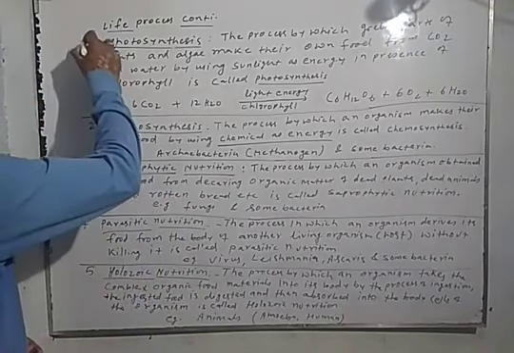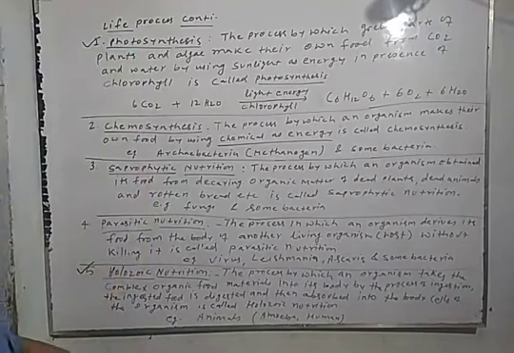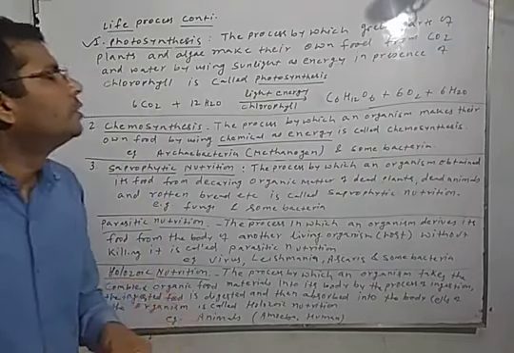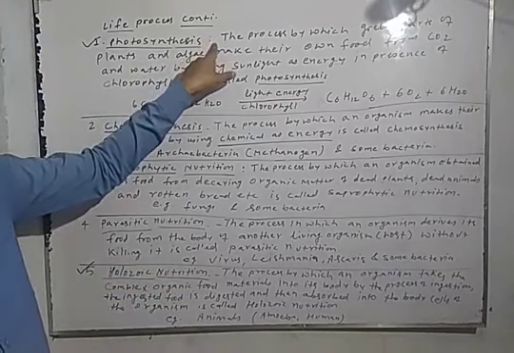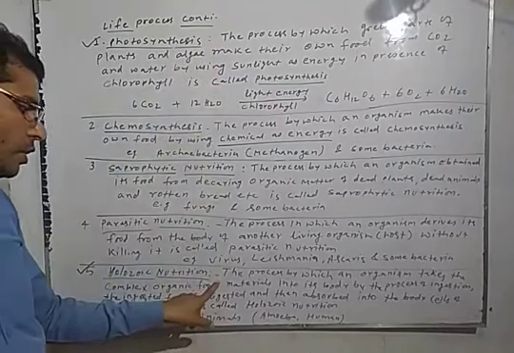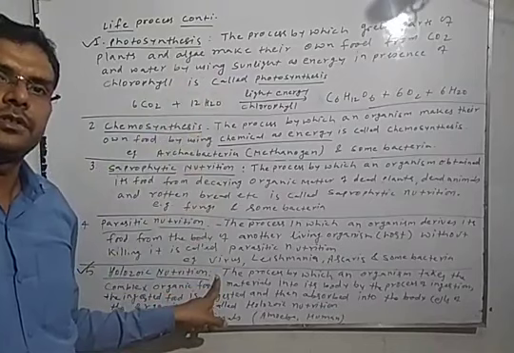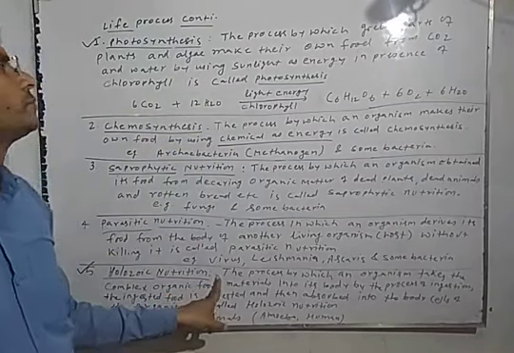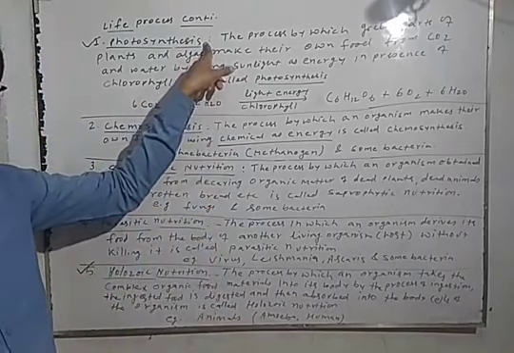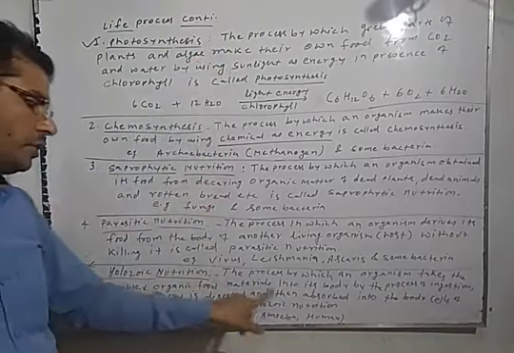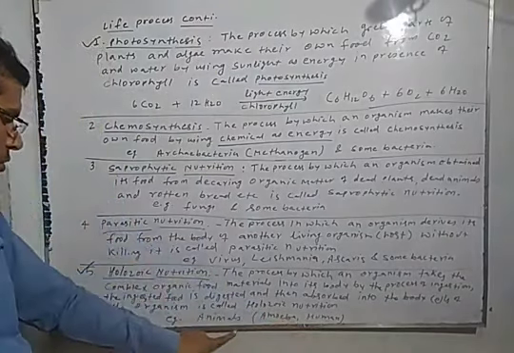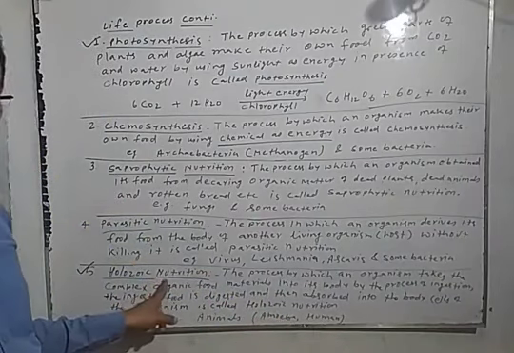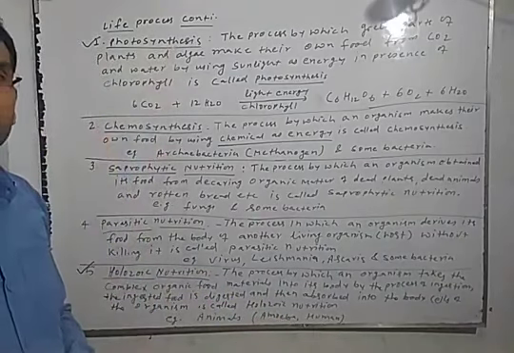This is all about the different types of nutrition. Now, photosynthesis and holozoic nutrition are the two most important types of nutrition, and we are mainly going to study these two in this chapter on life processes: photosynthesis in plants, and holozoic nutrition in amoeba and humans. So we are going to discuss holozoic nutrition and photosynthesis in more detail. Okay, thank you.